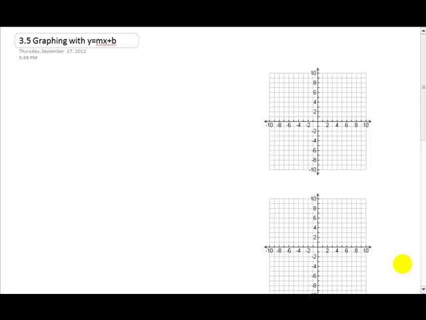3.5, graphing with y equals mx plus b. I like using this way of graphing. We have already looked at this equation and have seen that m is our slope. And we've already talked about the b. We didn't call it a b, but the y-intercept is the letter b. And so the y-intercept, remember, is going to be on the y-axis.